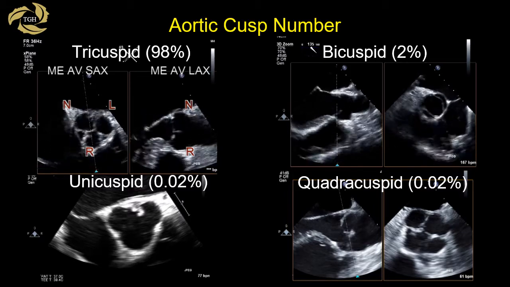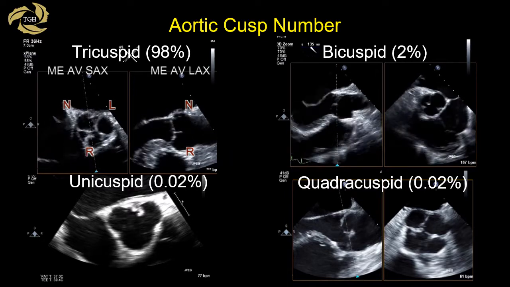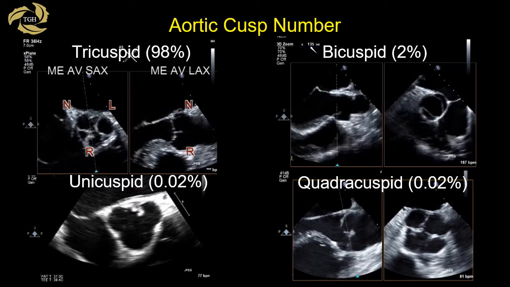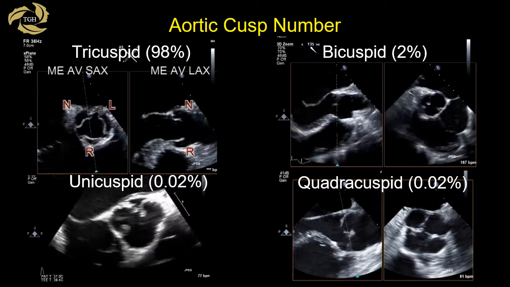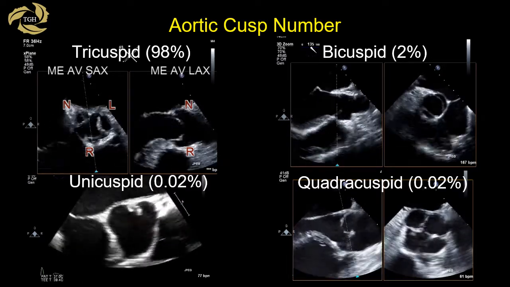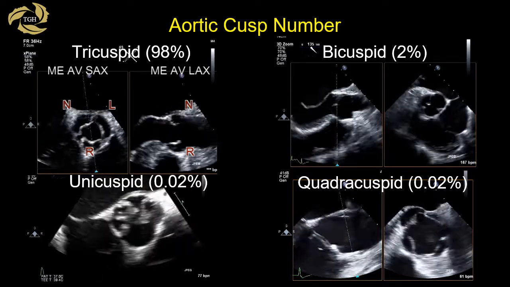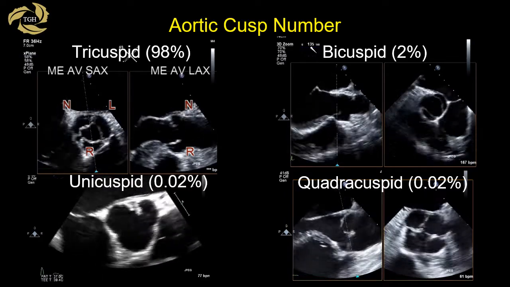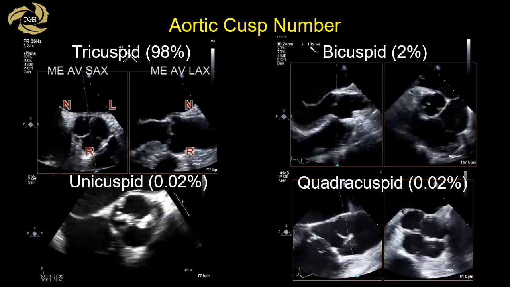A normal tricuspid valve has a triangular shaped orifice. A bicuspid valve has an oval shaped, a unicuspid valve a circular shape, and a quadricuspid valve a square shaped orifice. Note, there is often abnormal motion of the cusps in the aortic valve long axis view as well.